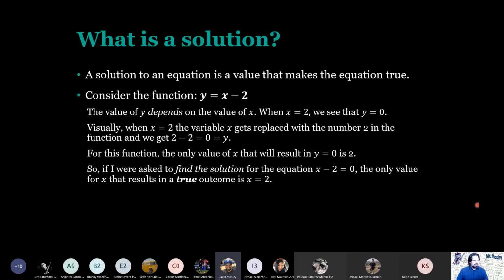Gracias, Mr. Morales. I like that you included being equal on both sides of the equal sign, having the same value.